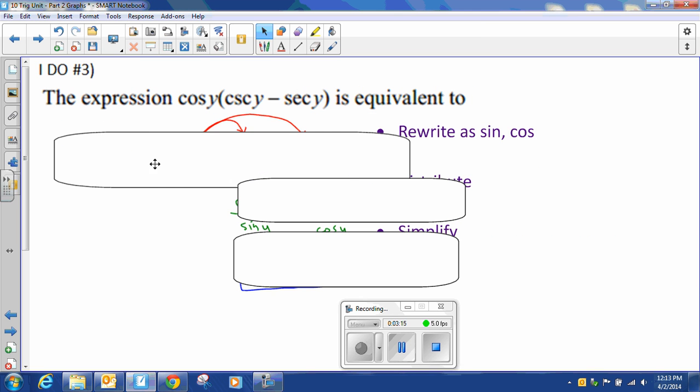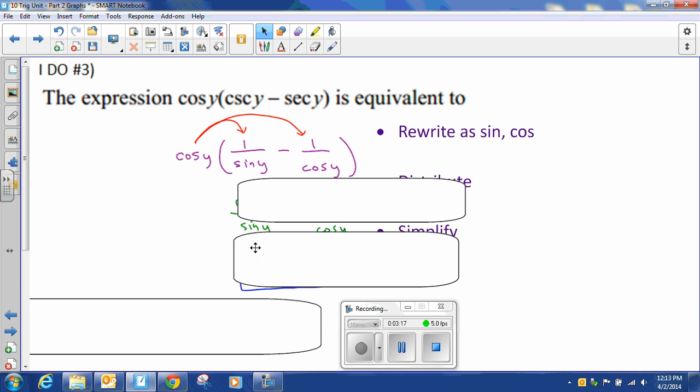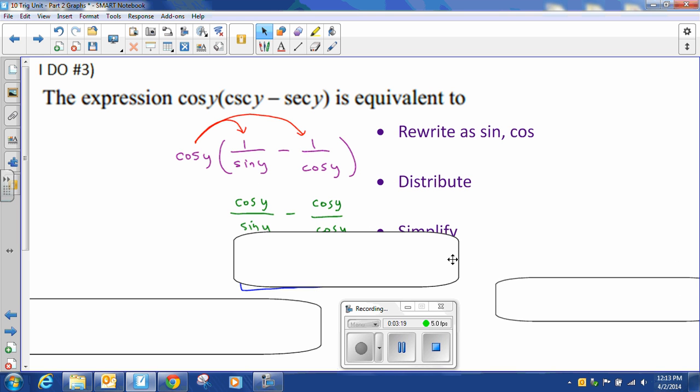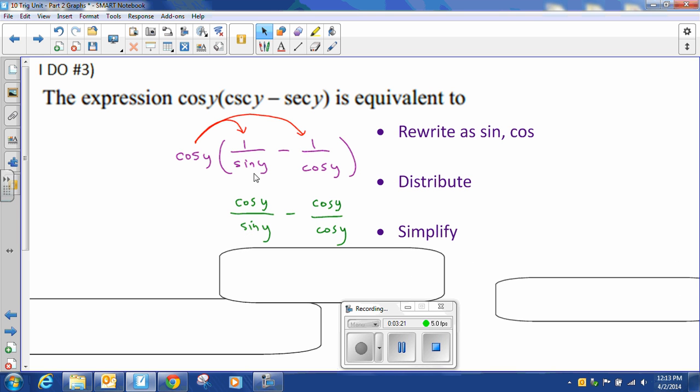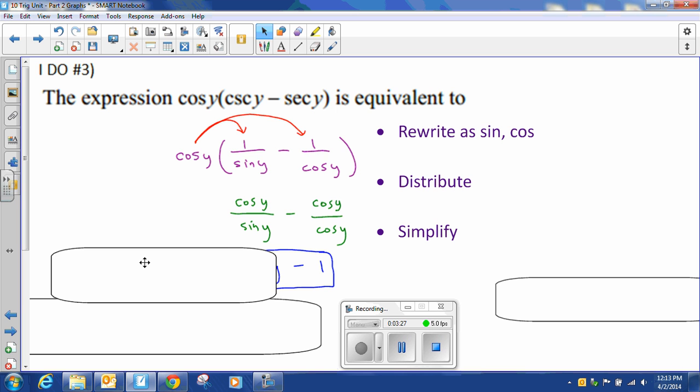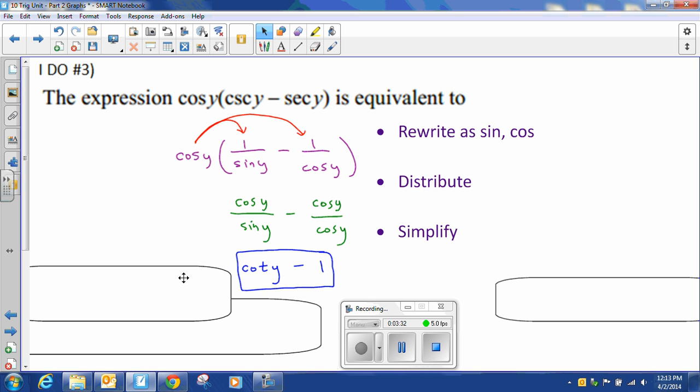Okay, number 3, we need to rewrite it as sine and cosine first, then distribute, right, cosine times this, cosine times that. You end up with, these cancel out. Cosine over cosine is really 1. And cosine over sine is really cotangent theta. There's your final answer there.